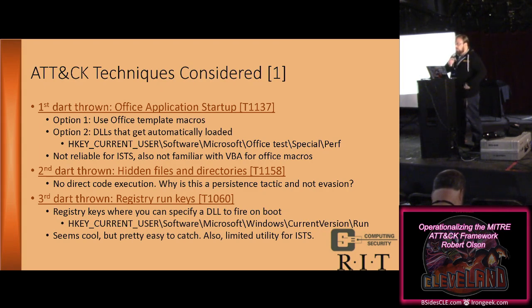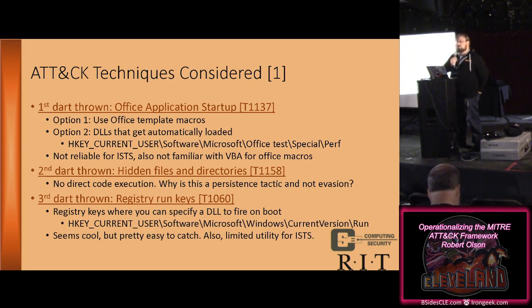The first one I picked was Office Application Startup, technique T1137, which is template macros, DLLs that automatically get loaded off of a particular registry key. I'm not particularly familiar with VBA for Office macros, and it's also not really a reliable technique for the use case, because our students weren't using Office in this environment. So rejected for various reasons.